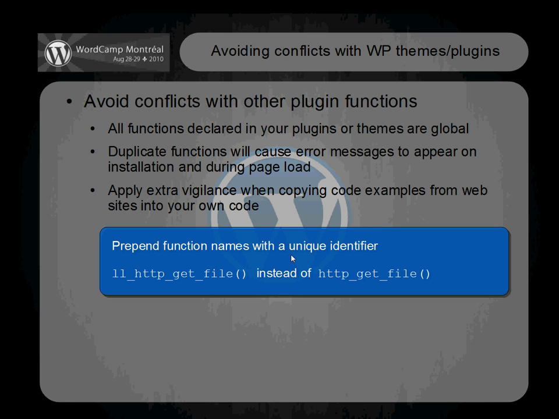By doing this, you're going to have a much better chance of having a unique function name inside of your plugin, as opposed to something very generic like HTTP get file, which in my case, I had a user install a plugin that had this exact same function name, and then there was a conflict. So avoid the headaches. Make sure that you have a prefix in front of all of your function names that's going to be unique to your own plugin.